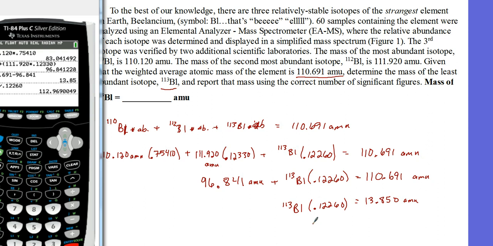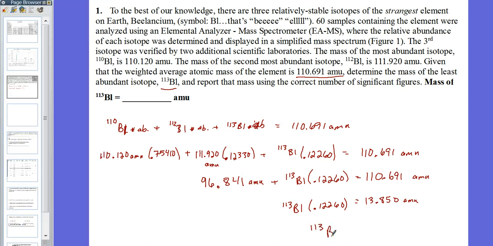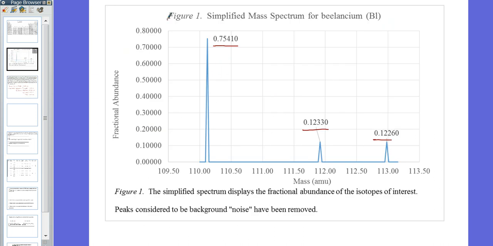5 sig figs. So the Bl-113 will be 112.97 AMU. That's the actual atomic mass for B-Lancium 113. So if you just take your time and look at what you have, you should be able to solve a problem like that using the information given in the wording combined with the information provided in a figure such as this.